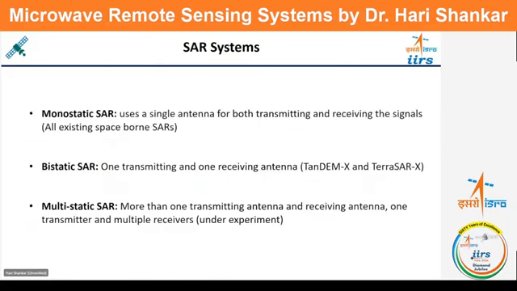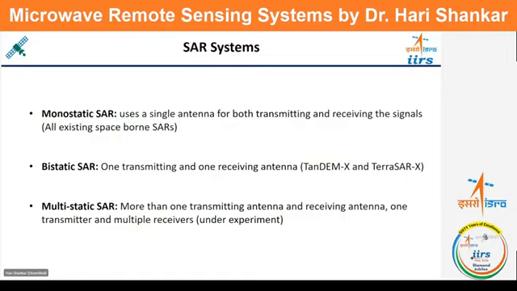Now, operational SAR systems are of two types: monostatic SAR and bistatic SAR. The concept of multi-static SAR is also there, and theoretically it is possible, but practically no one has a multi-static SAR system. SAR means synthetic aperture radar.